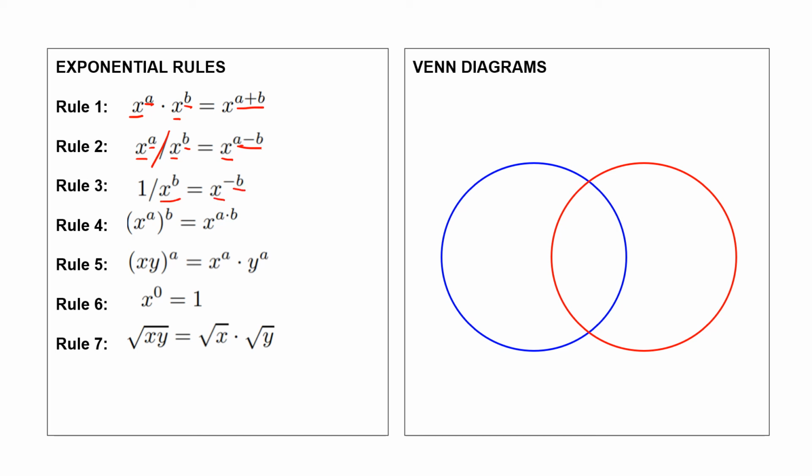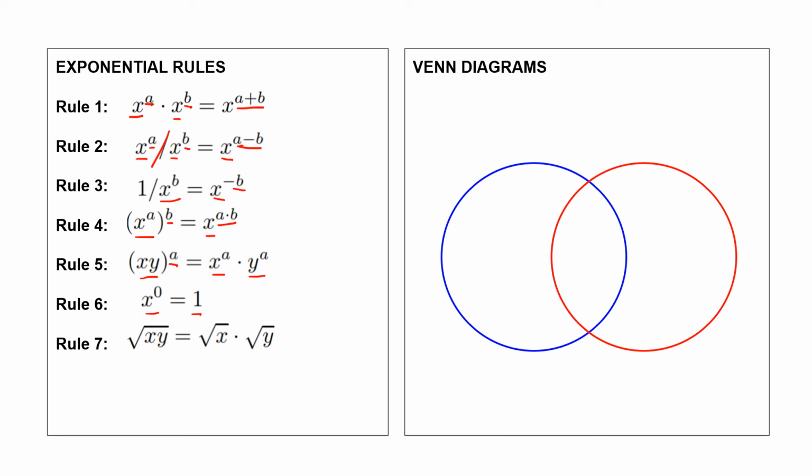So next we have 1 over the exponent, and that's the same thing as saying the exponent raised to the negative exponent. Rule 4, we have an exponent raised to another power, and that's the same thing as saying it's the base raised to the product, or just multiply both of those powers. Rule 5, we have 2 numbers raised to a power, and that's the same thing. We can break it down into that first number raised to that power times the second number raised to that power. Rule 6 is our identity type rule, and that's just saying any number raised to the 0 power is 1.